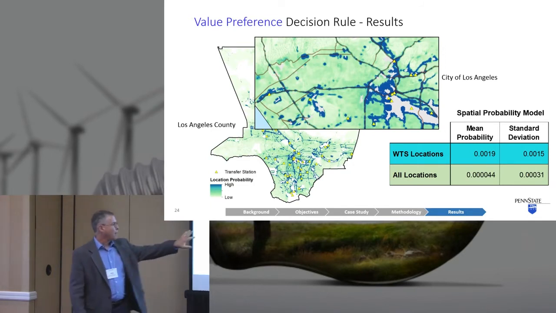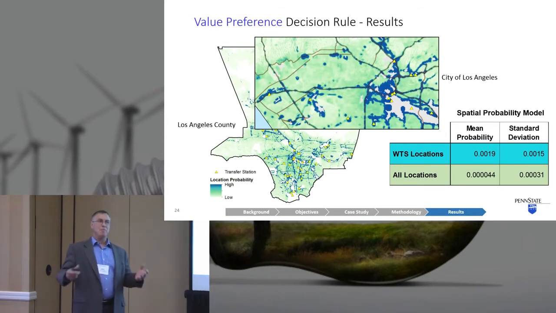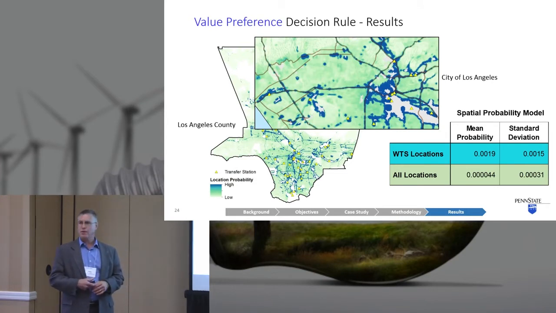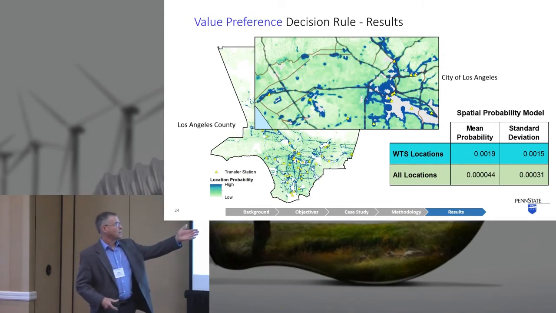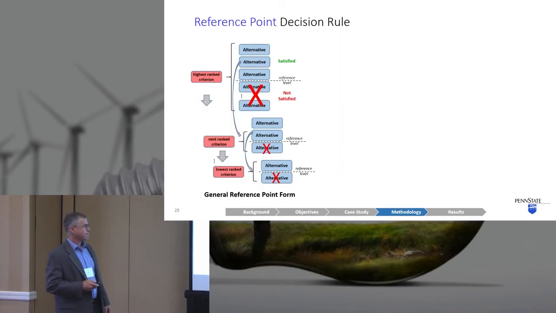The actual mean probability at those locations was about 0.2%, which is very low, but we're talking about 40 stations in 1 million hectares in the county, so winning the waste transfer station lottery is long odds in California. However, that is significant compared to general locations, about 40 times greater than the general probability across the county.